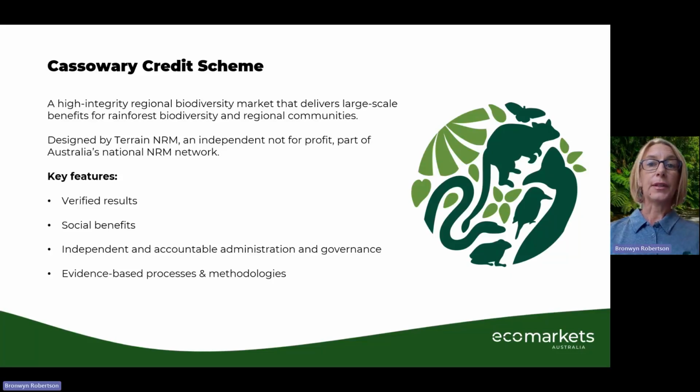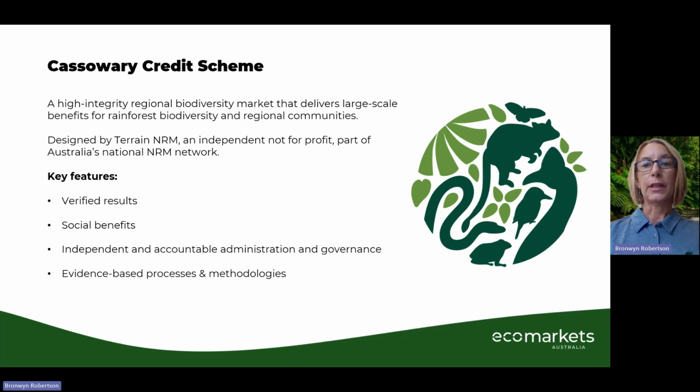So in summary, the Cassowary Credit Scheme provides the framework for a high-integrity biodiversity credit market. It's a regionally specific but globally significant program, and it's intended to deliver large-scale benefits for rainforest biodiversity and regional communities, including rainforest Aboriginal people. Designed by Terrain NRM, who is an independent not-for-profit organisation and part of the National Network of Natural Resource Management Organisations. So here's a brief summary of some of the scheme's key features.